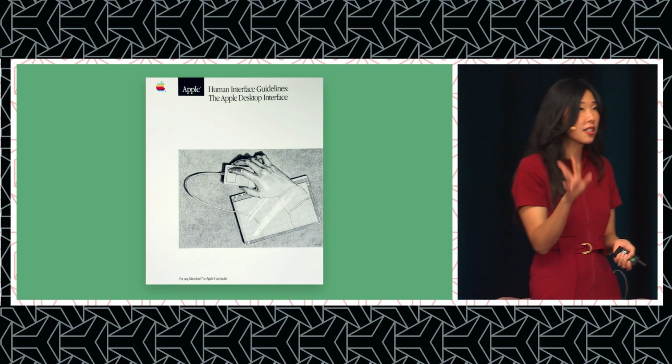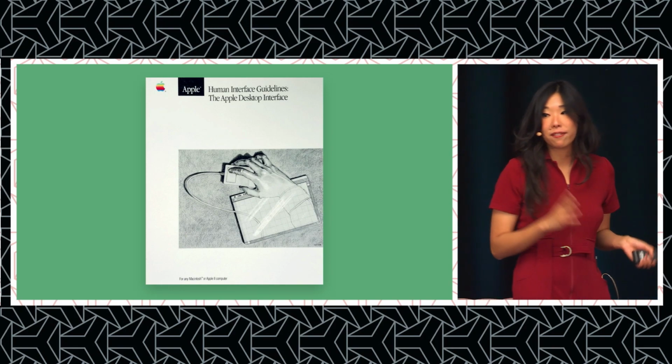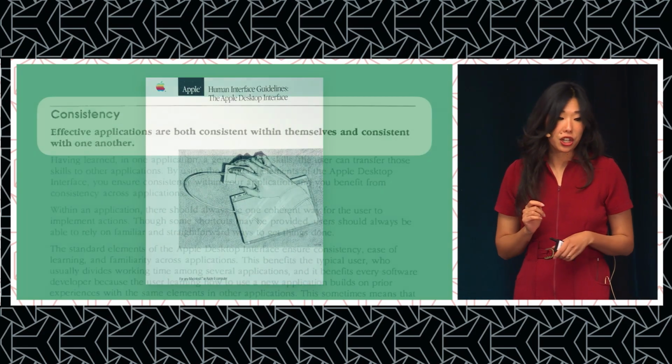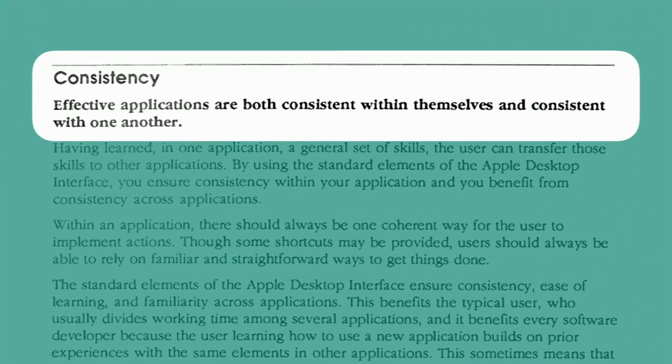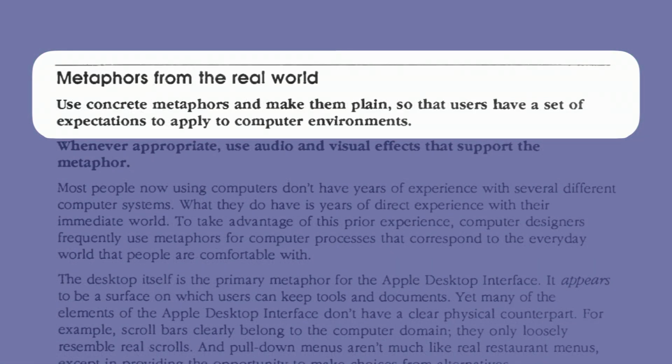And so these philosophies and principles basically existed since the first edition, like the concept of consistency, which I know we are all very familiar with, but again, very novel at the time. And it went that effective applications are both consistent within themselves and consistent with one another. And how do you achieve that? Of course, standardized components. It also introduced the concept of metaphor.